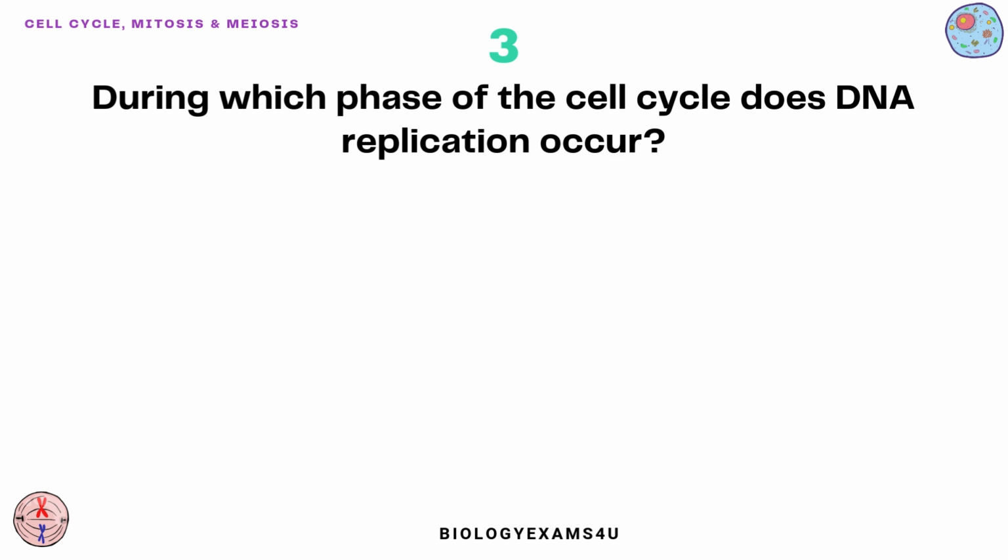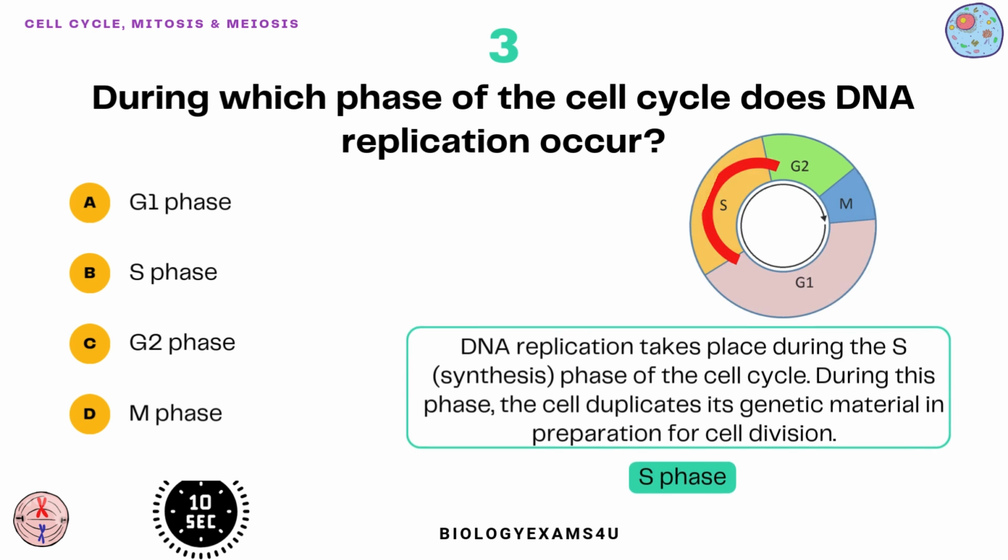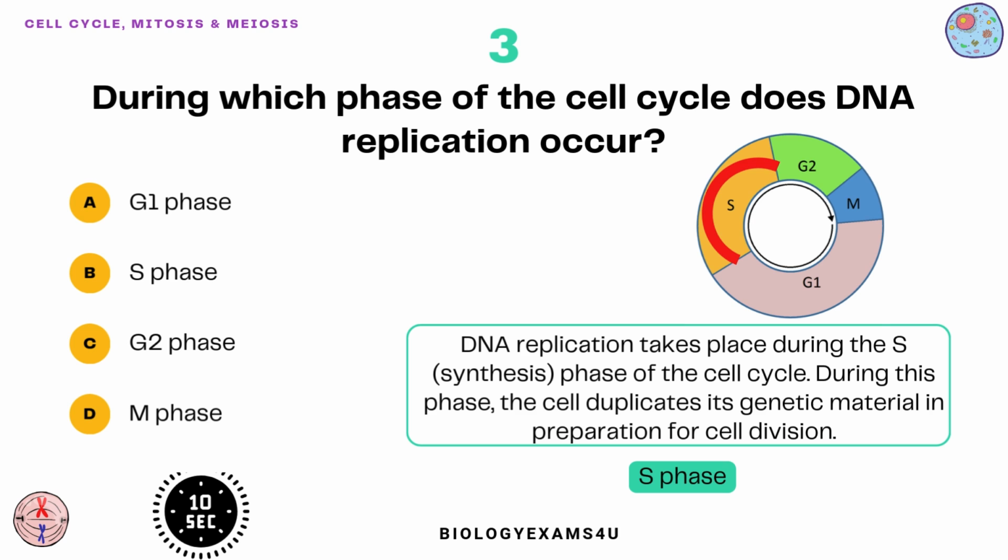Question number 3. During which phase of cell cycle does DNA replication occur? Options are A. G1 phase, B. S phase, C. G2 phase, D. M phase. Correct answer is S phase. DNA replication takes place during the S phase of the cell cycle. During this phase, the cell duplicates its genetic material in preparation for mitosis or cell division.